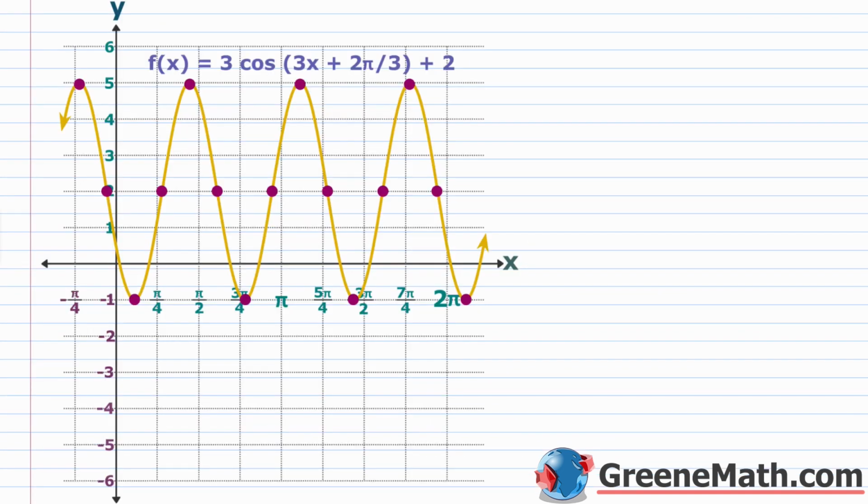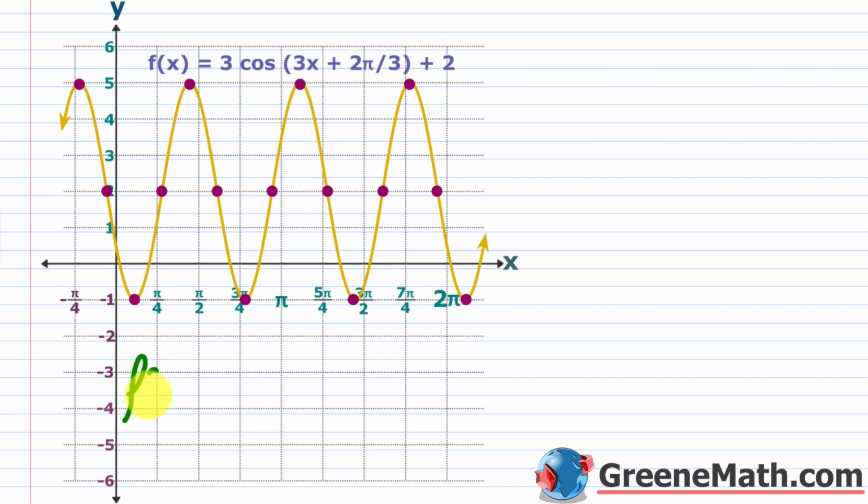Okay, let's take a look at one example with graphing cosine. I'm going to put all the different transformations into this guy. Again, if you can do this for sine, you can already do it for cosine. Now, what I'm going to do is rewrite this to start. You have f of x equals 3 times the cosine of 3x plus 2 pi over 3. Then you have this plus 2.